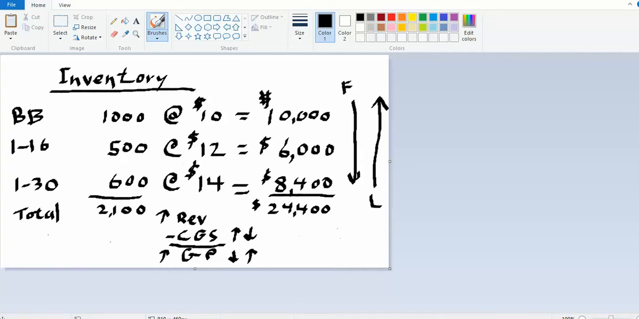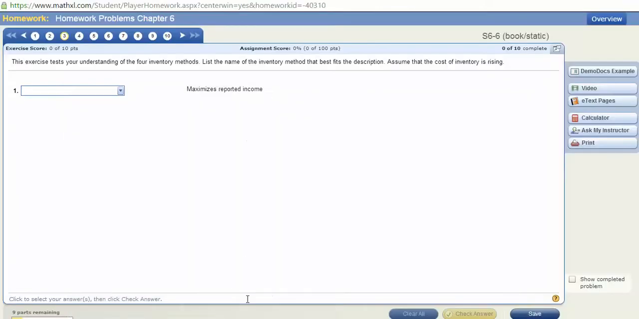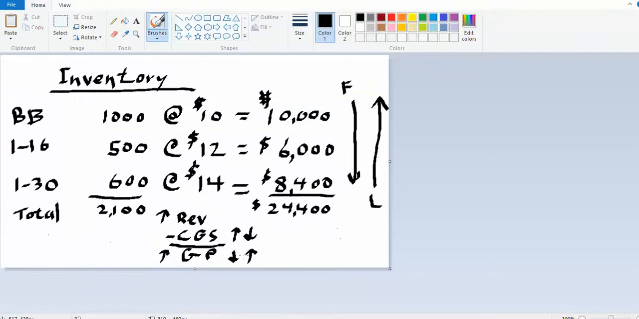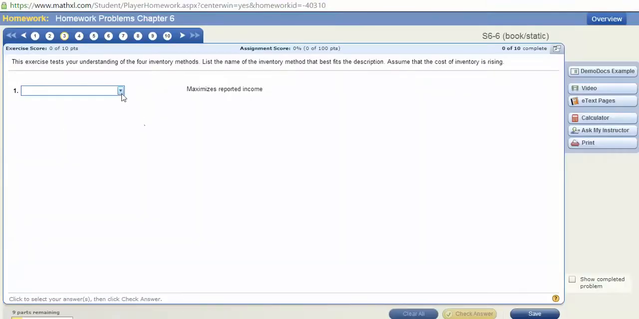So let's look at what is being asked again now that we've set everything up. It says, what maximizes reported income? Well, we want income to be like this. That means we want cost of goods sold to be like this. FIFO sells from these lower valued layers, LIFO sells from these higher layers. So if we want cost of goods sold to be as low as possible, to jack up gross profit, then we want to sell from these older layers, which is what FIFO does. So the answer is FIFO.